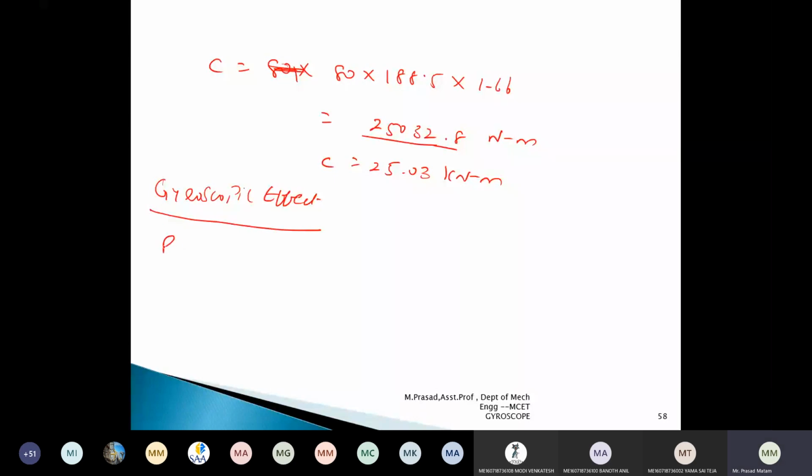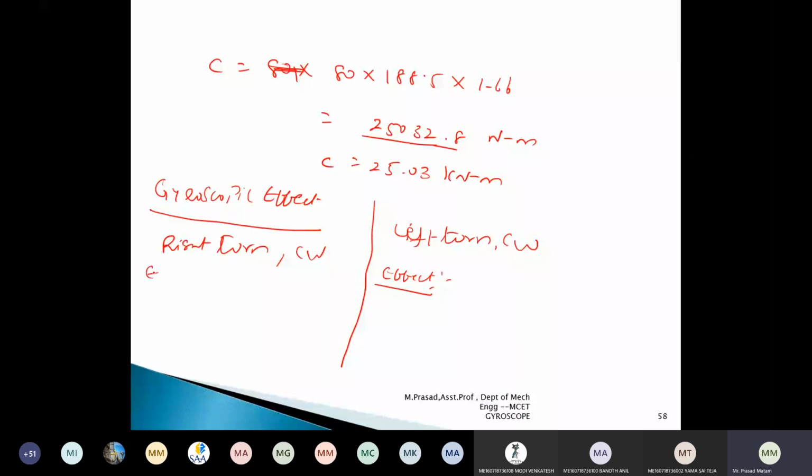So initially we have an aeroplane taking a right turn with a clockwise rotor. For this we have to answer. What if I don't want a right turn? Now my aeroplane is taking a left turn with a clockwise rotor. What is the effect? You have to write the effect here.